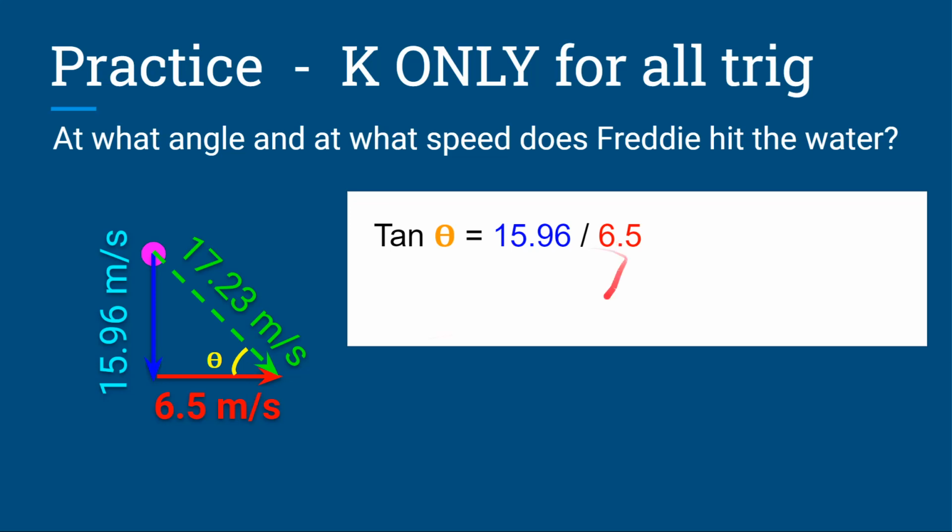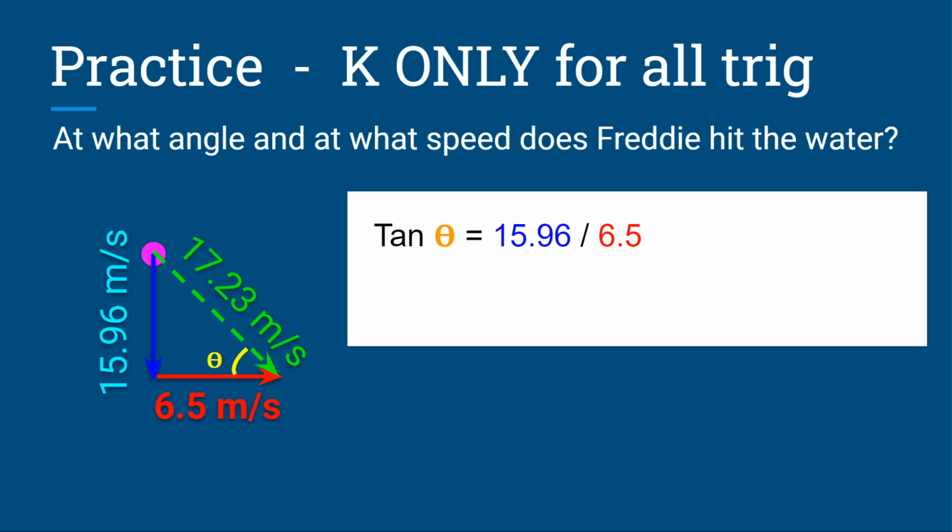So opposite my angle right here, my angle theta, is this 15.96. Adjacent to my angle theta is this 6.5. So that's what I'm going to be doing. Tangent of theta equals 15.96 divided by 6.5. You'll notice I didn't put the negative on here. I don't need the negative here. I'm just using the magnitudes to find my angle.